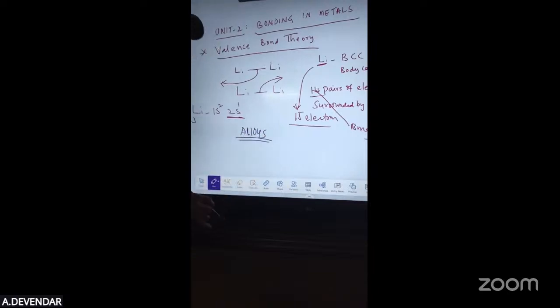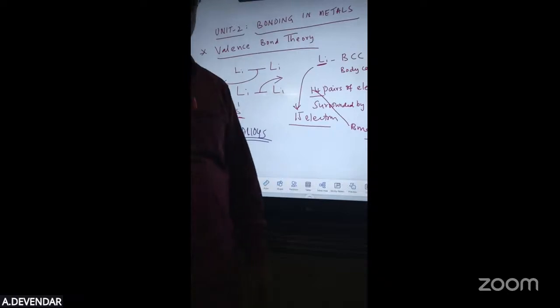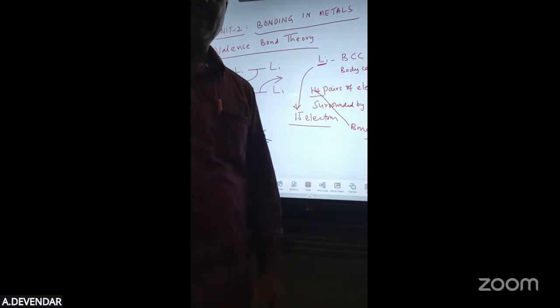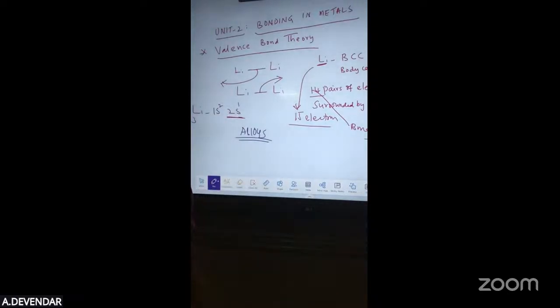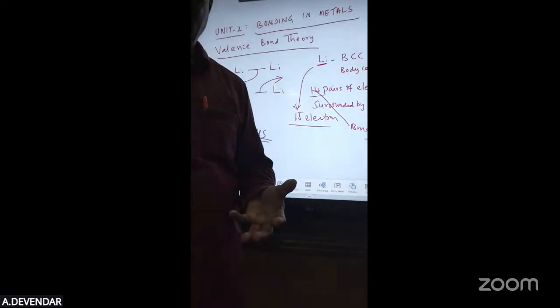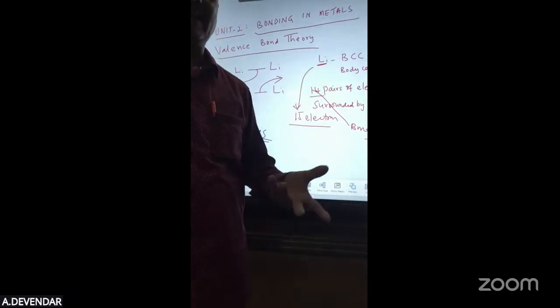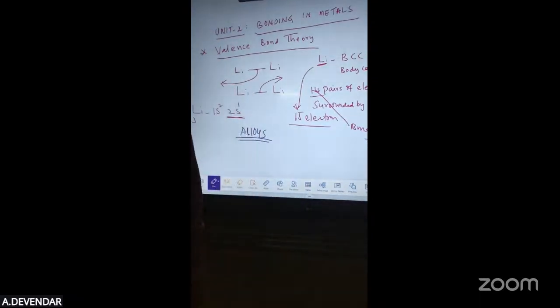So alloys mean what? A mixture of two or more different elements forming a homogeneous mixture is called an alloy. Brass, bronze, stainless steel, bell metal, gun metal, these are all alloys. Brass means copper plus zinc. Copper plus tin is bronze, that we have to remember. These are the main important alloys.